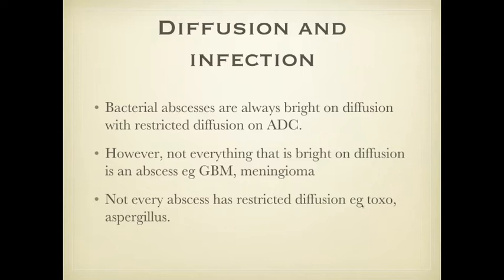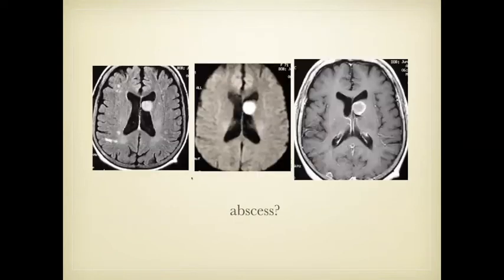And atypical infections, particularly toxo and aspergillus and cysticercosis, may not have restricted diffusion. So you still can have brain infection without restricted diffusion. For example, in this case, you can see this lesion. Here it is on the FLAIR scan. It looks bright on the diffusion weighted scan. Doesn't really look like a cyst here on the FLAIR scan. Notice this kind of irregular central enhancement.